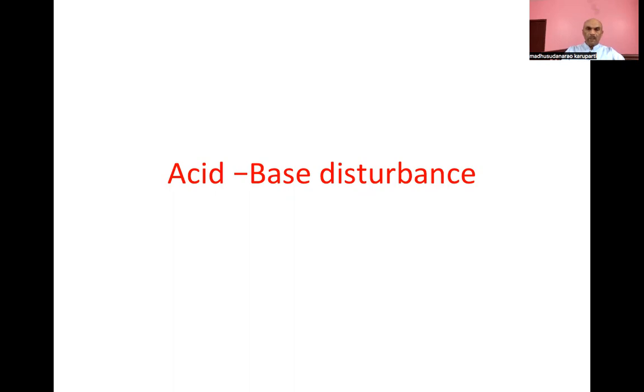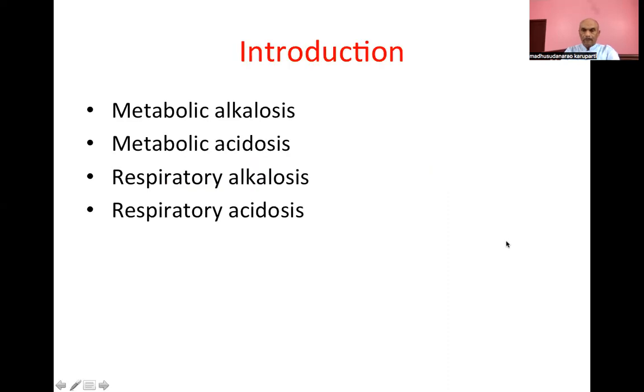In this particular class, I'm going to touch briefly on the various aspects of acid-base disturbance. Before we go into the topic, let us know the various acid-base disturbances and the terminology that is used and their meanings. By and large, acid-base disturbances include metabolic alkalosis, metabolic acidosis, respiratory alkalosis, and respiratory acidosis. Sometimes there could be mixed forms.